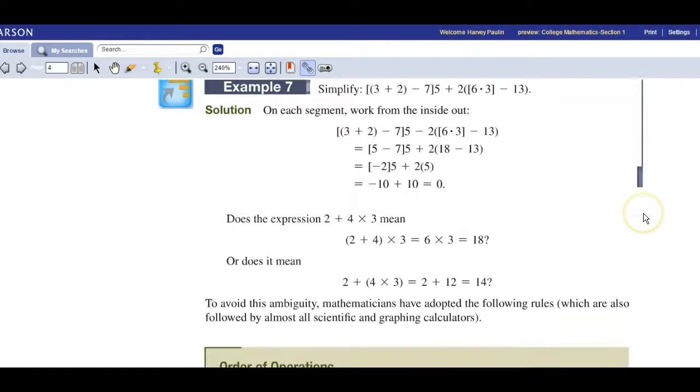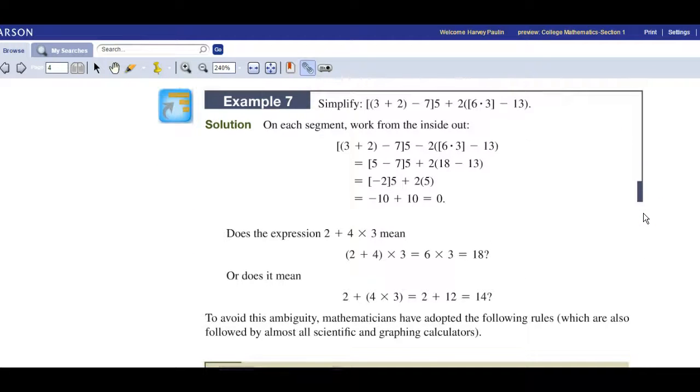Let's go up and see one here. And they have it worked out for you. But let's take a look at it. So here we have brackets. This is a grouping symbol. Here we have brackets internally. Here are these. And parentheses there also. Okay, so the thing is you go from the innermost and then work out.